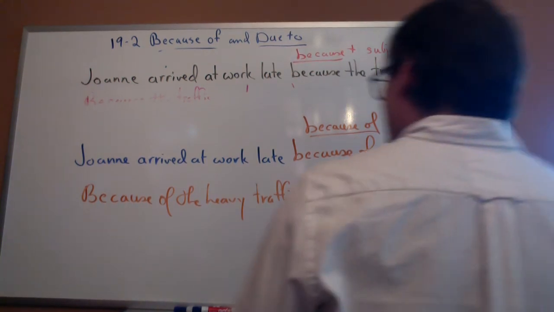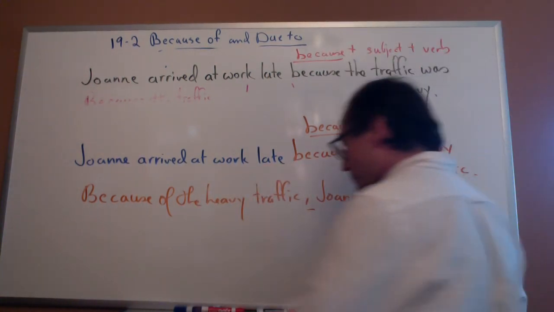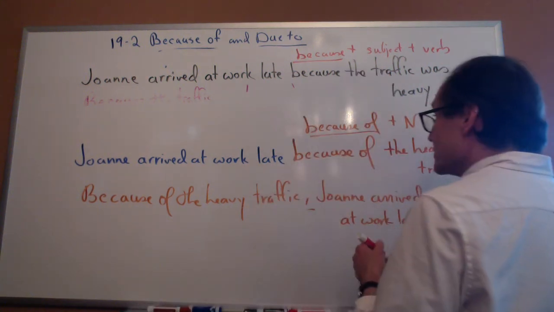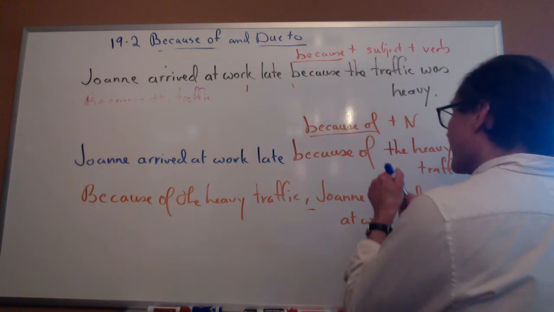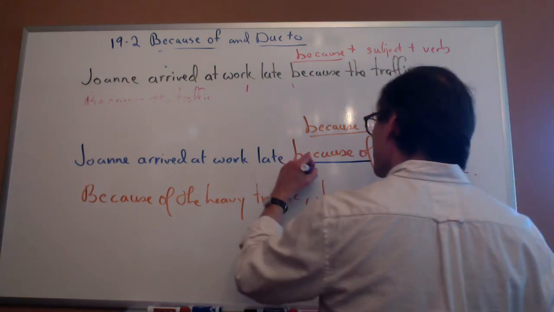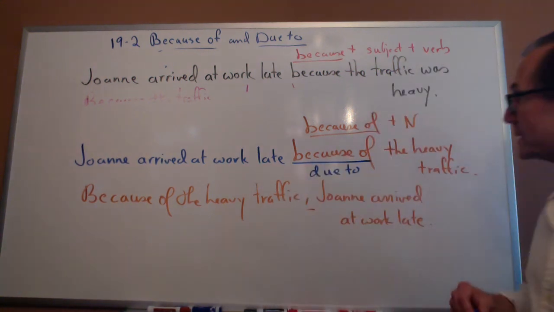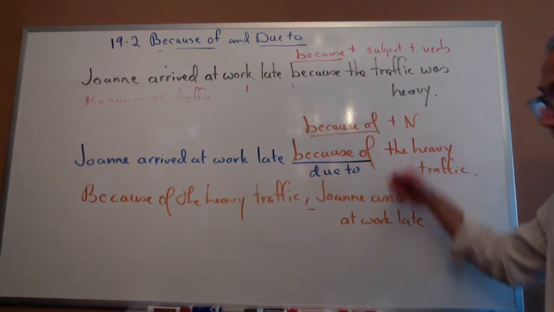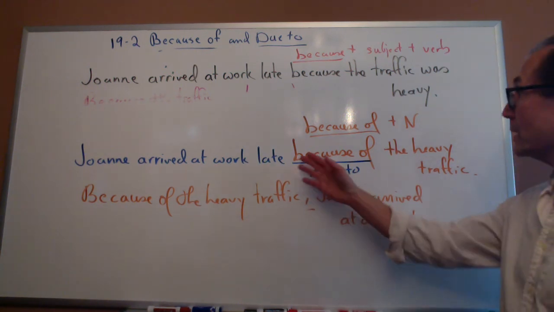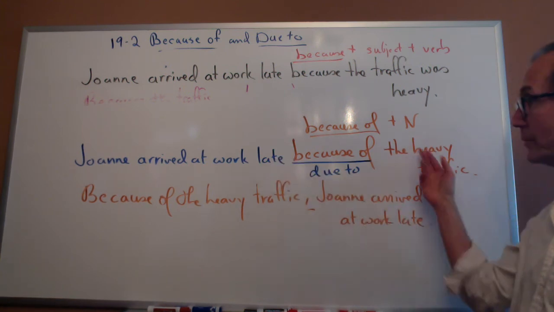So, your book says, and this is the way that most Americans talk, if I use because of plus a noun, I could also use due to. And your book says that these two mean the same thing, and they are used the same way. So I have because of followed by a noun. I have due to followed by a noun.